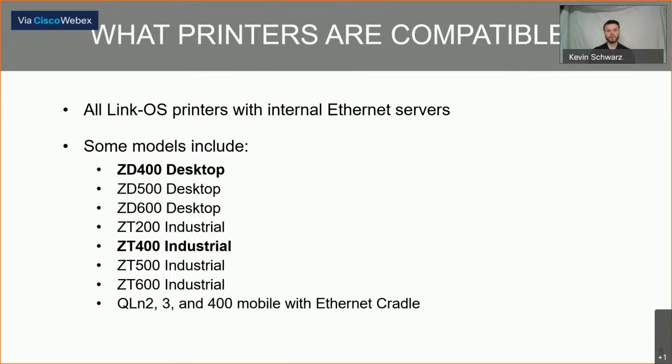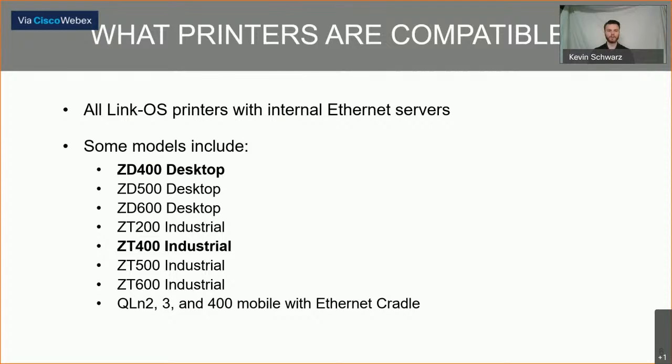So, which printers are compatible? All of our LinkOS printers, which are your modern ZD and ZT printers, as well as some of our mobile printers, which are our QLN series, specifically the QLN 200, 300, and 400. And those are only compatible with the mobile Ethernet cradle. But anything with an internal Ethernet server that runs LinkOS is going to be compatible with this firmware. Our most common printers that we see are the ZD400 desktop series and the ZT400 industrial series.